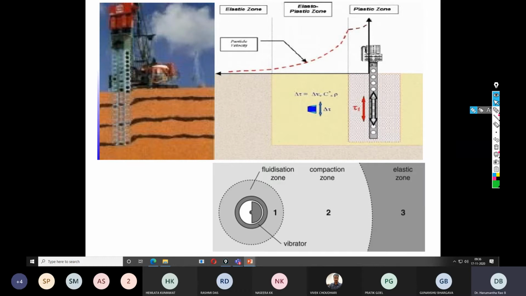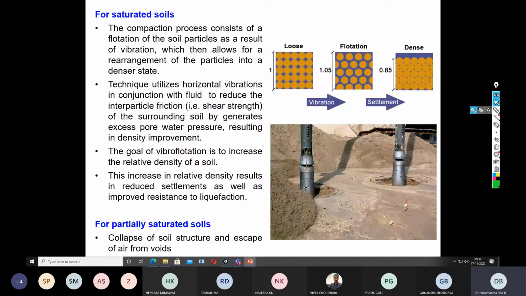That means since we have a zone of influence, we need to go for a particular pattern, that is a grid pattern, maybe triangular or maybe square, depending upon the design requirement or depending upon the degree of improvement that we are achieving, based on the zone of influence. So this is again the fundamental mechanism.